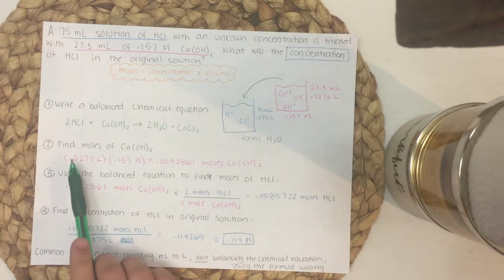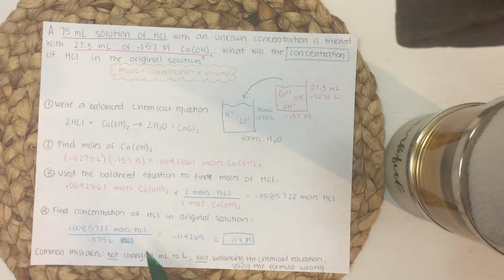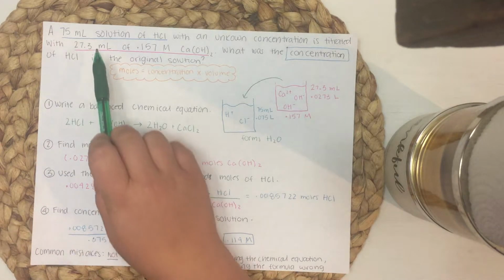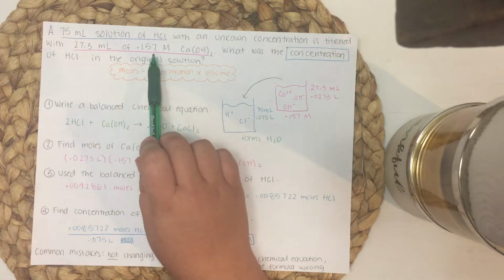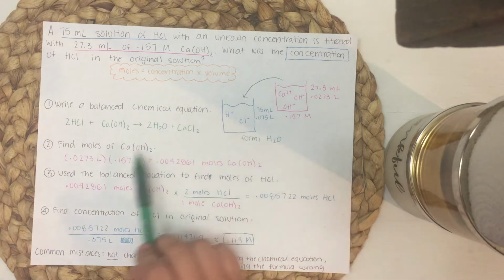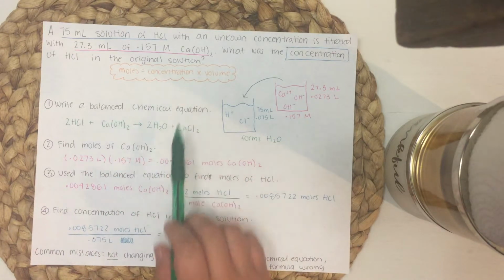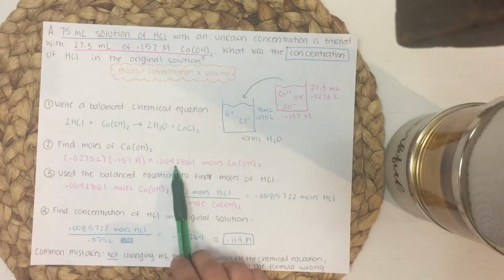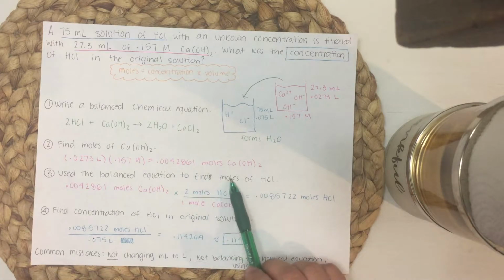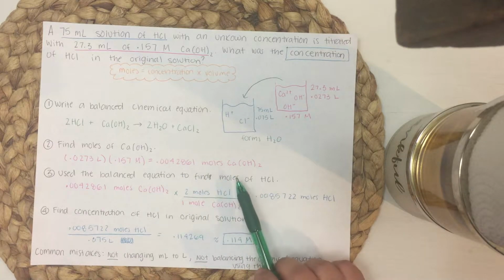The next step would be to find the moles of calcium hydroxide, which we know to do because we're given a volume and a concentration, which is given here. So we multiply those together by using the formula and get 0.0042861 moles of calcium hydroxide.